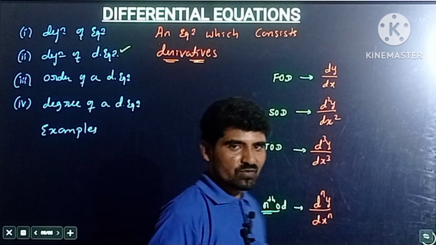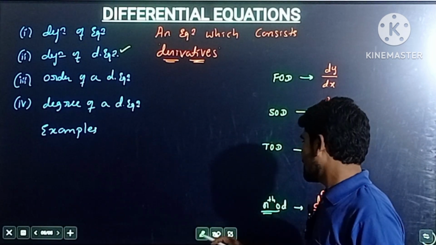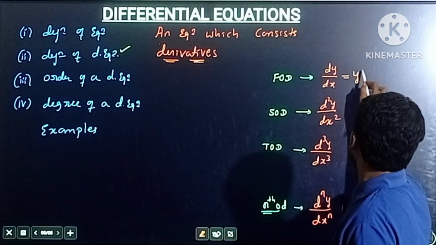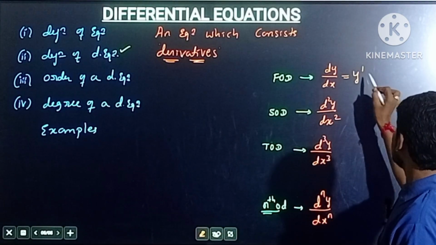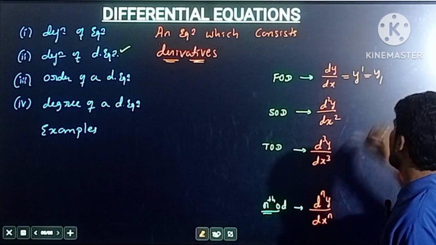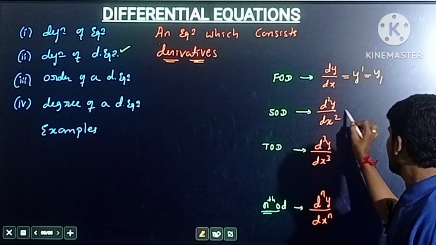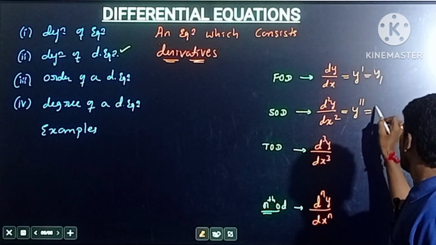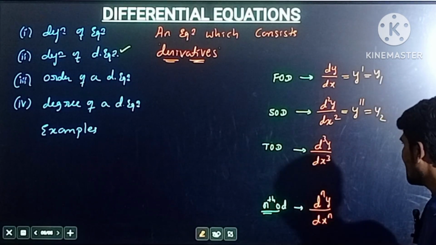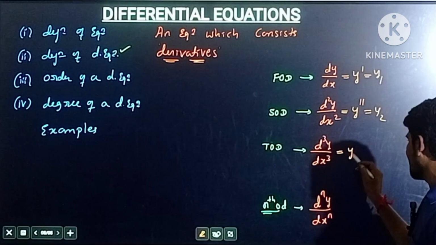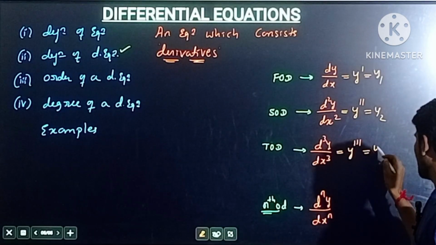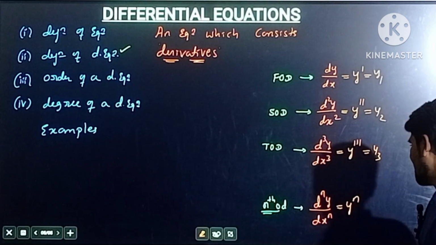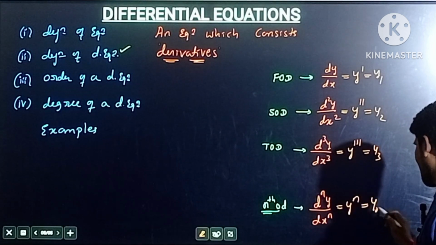And one more thing, the first order derivative dy by dx can also be represented as y dash, or y1, and the second order derivative can also be represented as y double dash or y2, and the third order derivative can also be represented as y triple dash or y3, and the nth order derivative can also be represented as y raised to n or yn.